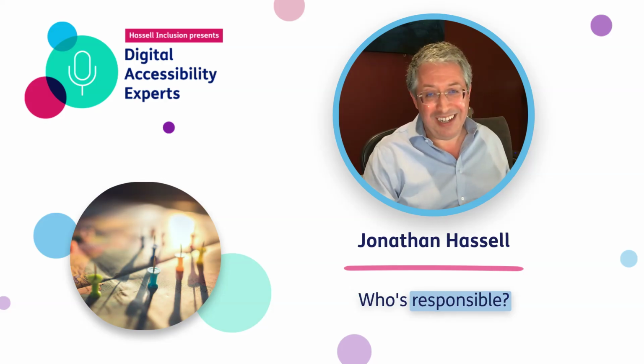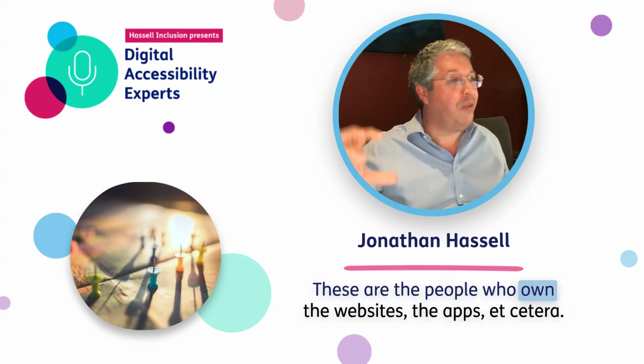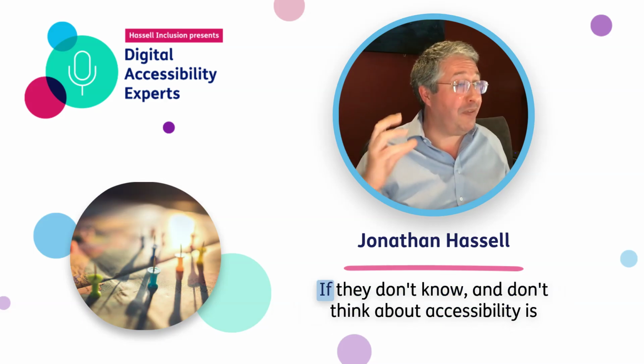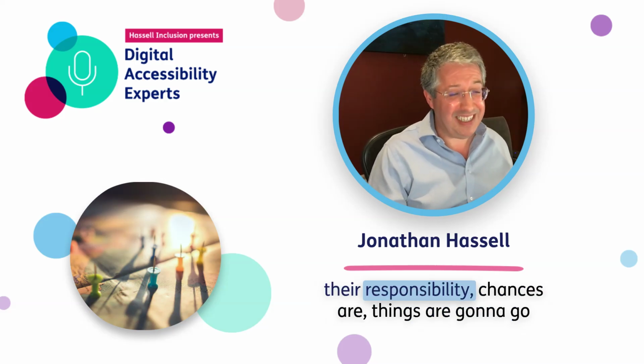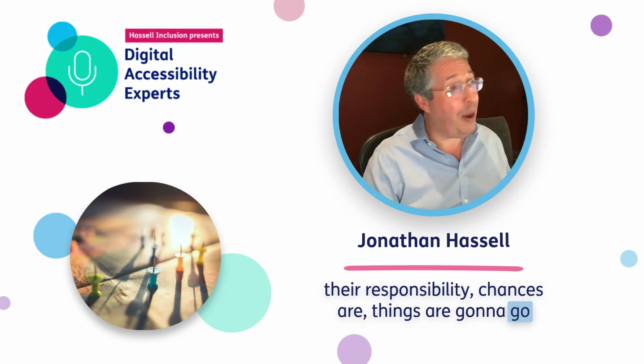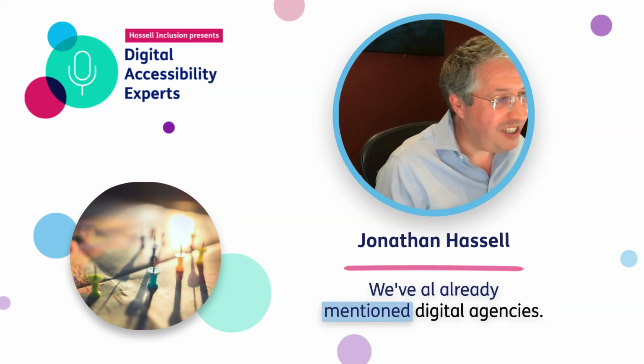Who's responsible? And are your product managers? Those are the first people. These are the people who own the websites, the apps, etc. If they don't know and don't think about accessibility as their responsibility, chances are things are going to go out that aren't accessible. We've already mentioned digital agencies.